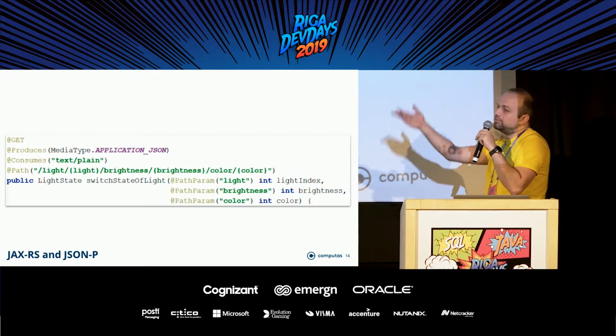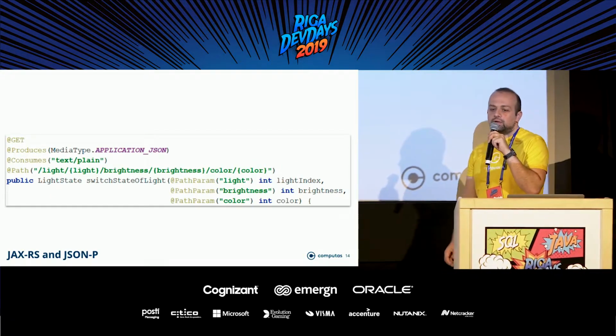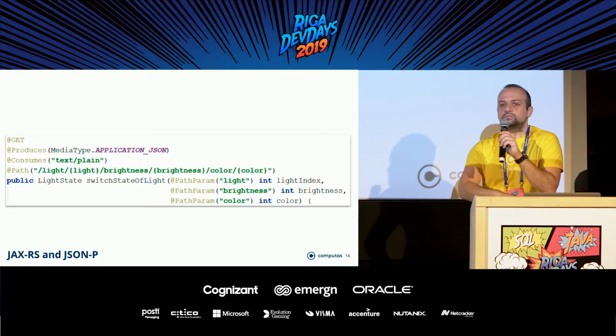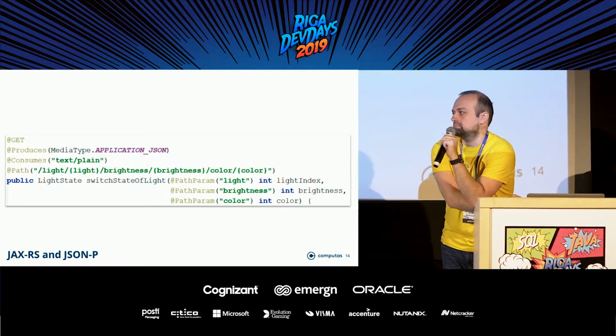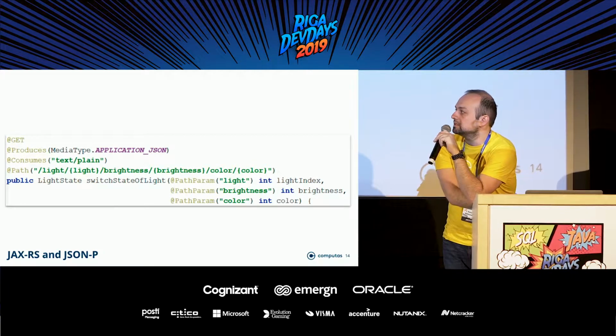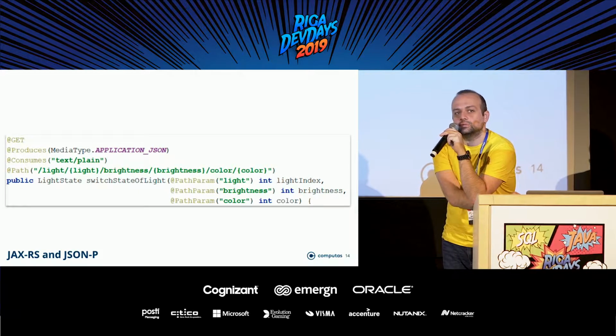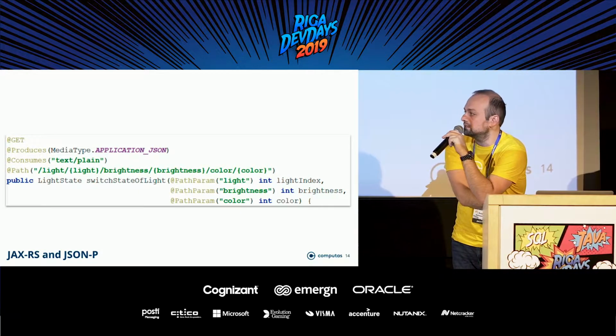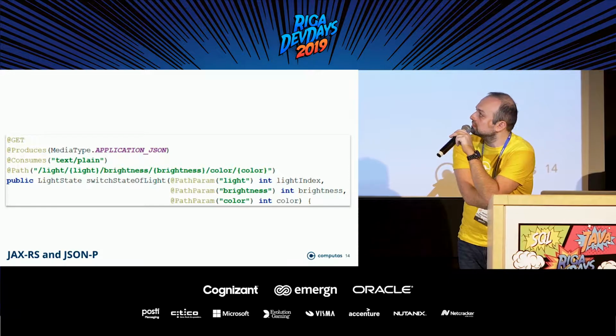But there are some other things we can mention. Another thing you would expect in a microservice framework or specification is something that lets you talk JSON and REST.